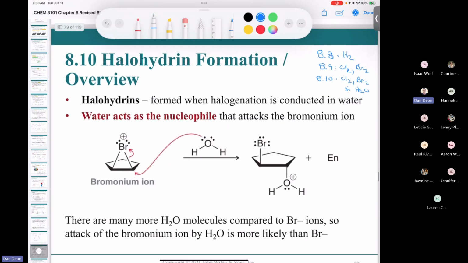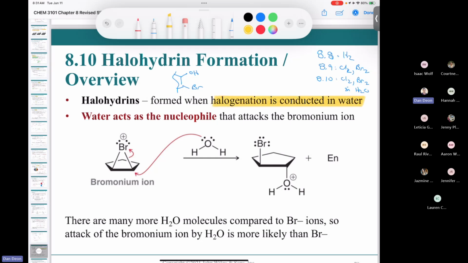But if you try the reaction in water, you end up forming what's called a halohydrin. A halohydrin, as I showed you when we started the lecture today, is when you have a hydroxyl on one carbon and then your halogen on the neighboring carbon. That's a halohydrin. So where do you get a halohydrin? When you do a halogenation in water. That's how you form a halohydrin.